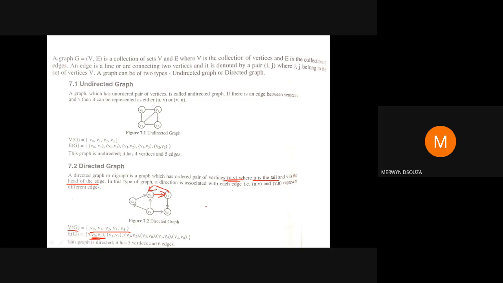Then I would have had 2 unique edges. Both of these are unique edges. One edge is going from V0 to V1. The other edge is going from V1 to V0. Both are not the same, because there is a direction mentioned on the edge. Please remember. In this case, there is just that edge from V0 to V1.